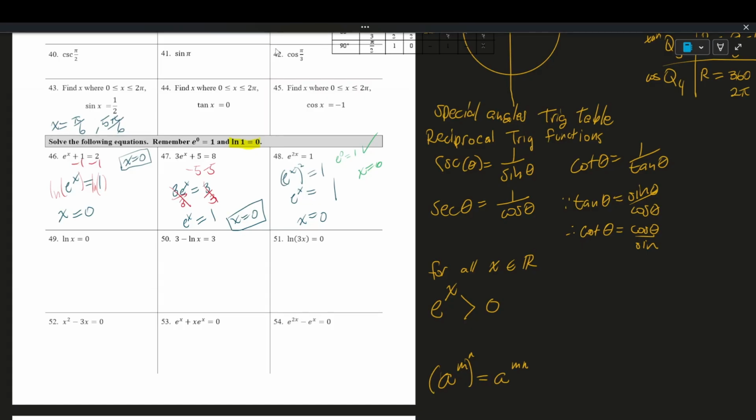Okay, natural log. If natural log of e to the x cancels out, e to the natural log of x cancels out as well. And we're left with x equals e to the 0. And remember, e to the 0 is 1.